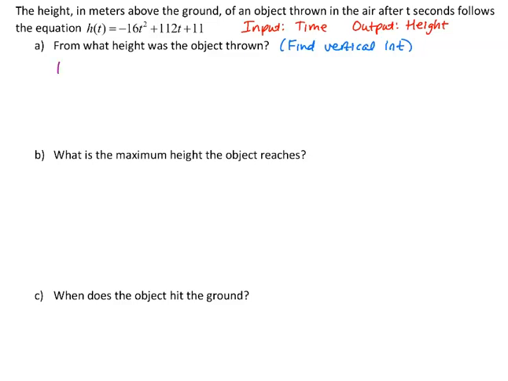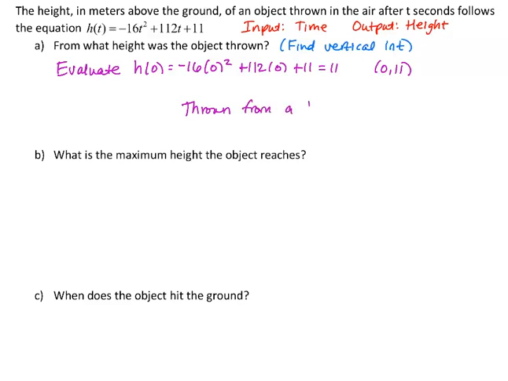So to do that, we're going to evaluate. That means plug in h of 0. So everywhere there's a t, we're going to replace that with a 0. So negative 16 times 0 squared plus 112 times 0 plus 11 is just 11. So the vertical intercept is the point (0, 11). When time is 0, our height is 11, which means that it was thrown from a height of 11 meters. So an initial height is really the vertical intercept. We can find the vertical intercept of any function by evaluating h of 0, an input of 0.